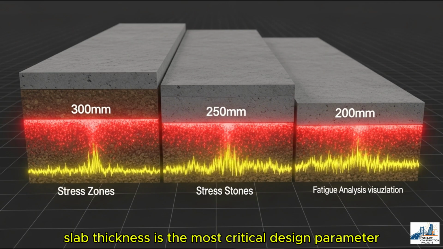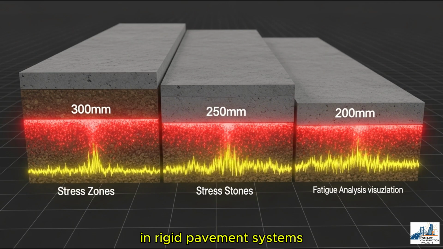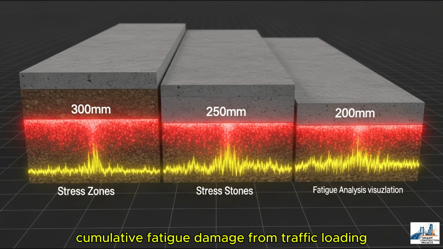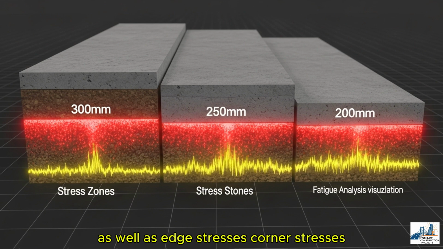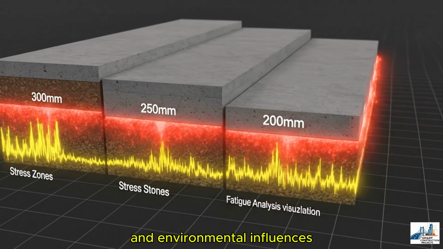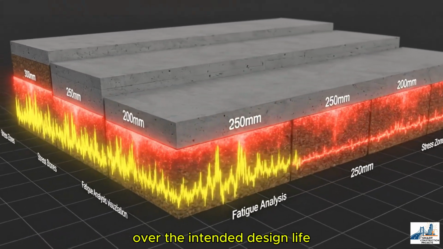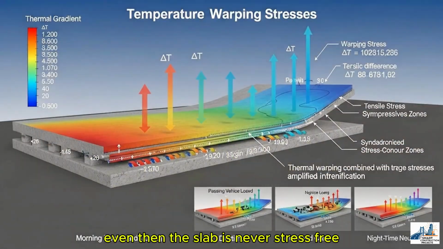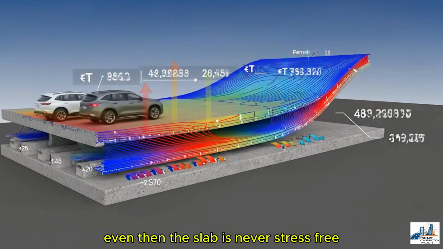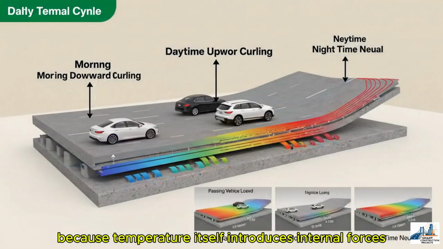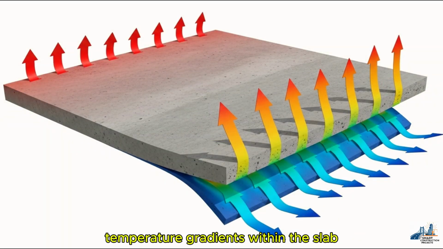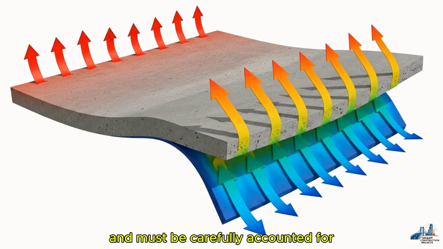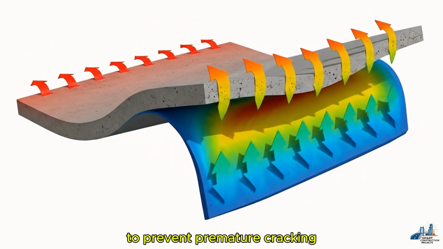Slab thickness is the most critical design parameter in rigid pavement systems. Thickness is determined by evaluating cumulative fatigue damage from traffic loading, as well as edge stresses, corner stresses, and environmental influences over the intended design life. Even then, the slab is never stress-free because temperature itself introduces internal forces. Temperature gradients within the slab generate warping and curling stresses. These environmental stresses combine with traffic loading and must be carefully accounted for to prevent premature cracking.